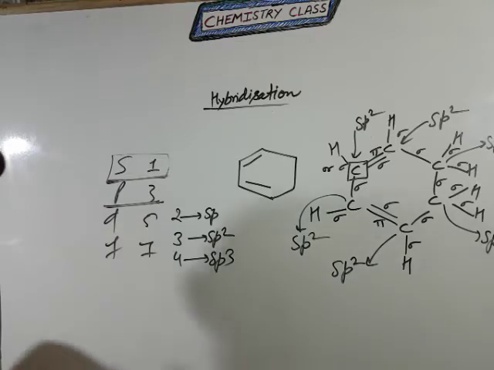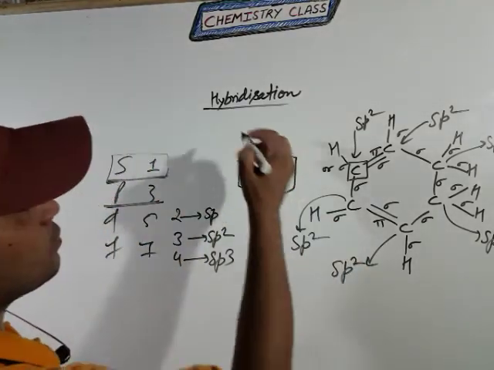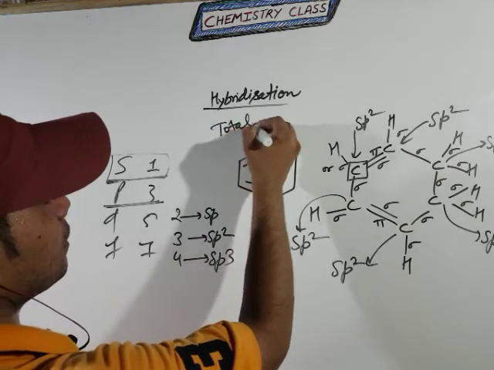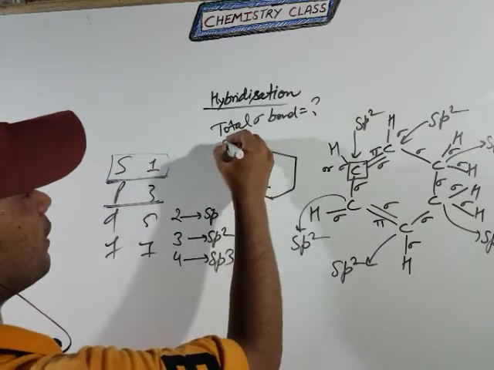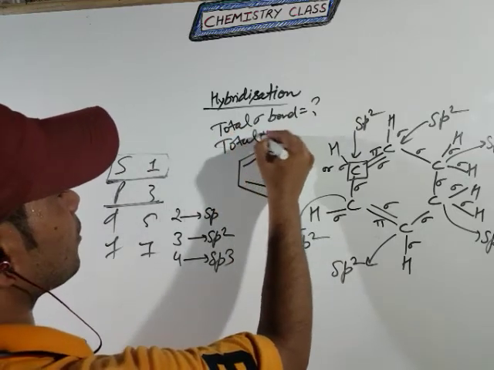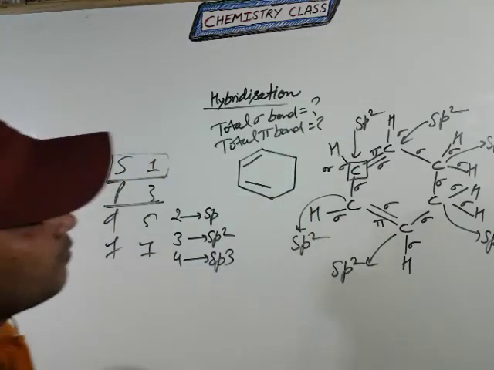Now calculate the number of sigma bonds. So how many sigma and pi bonds are there? First the total sigma bonds, this is the answer for sigma bonds, and then the total pi bonds. So this is the total pi bond answer.